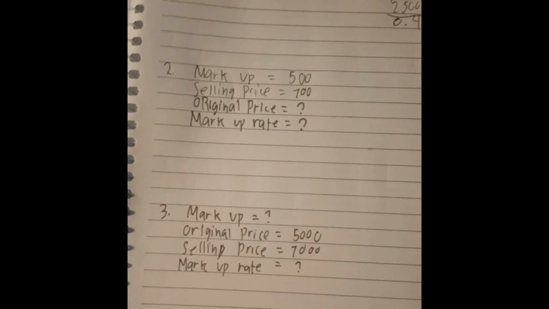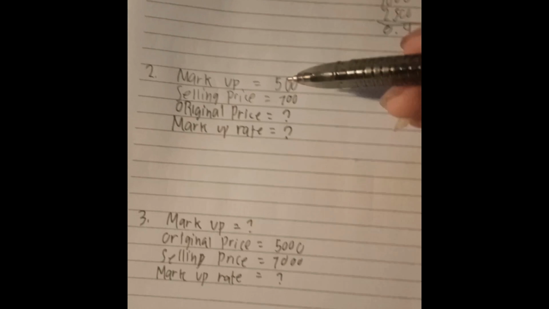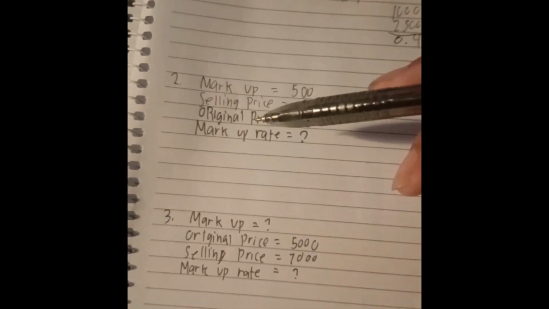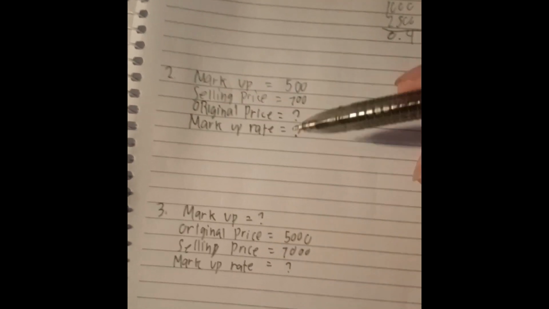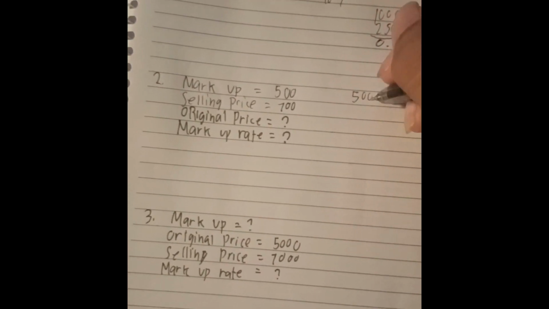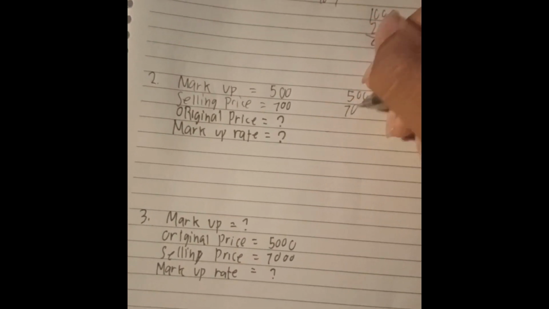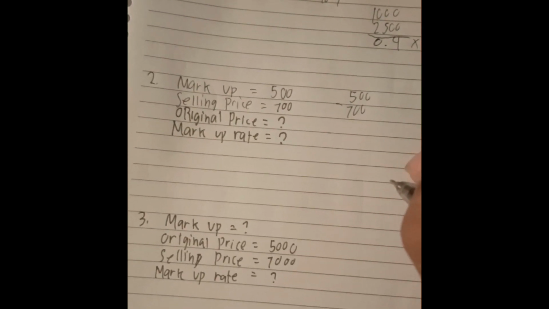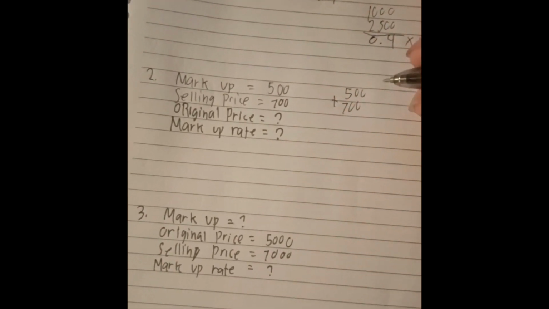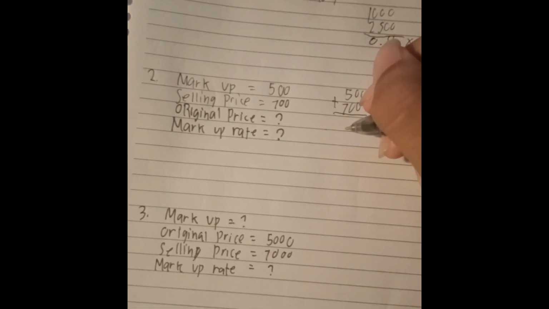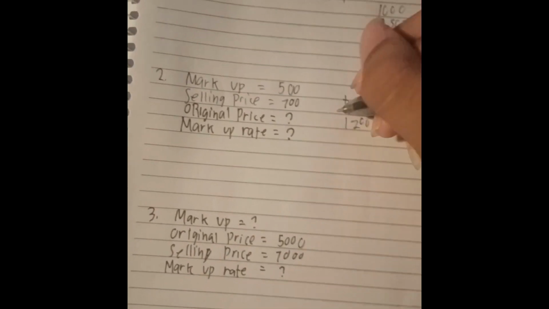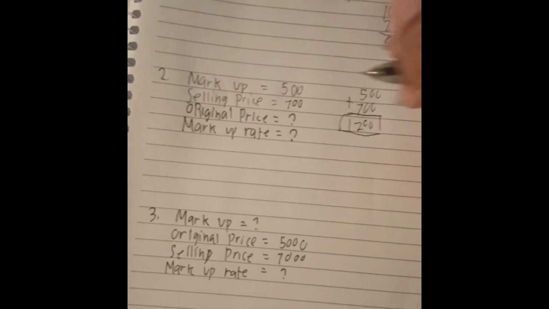For example number two, we're gonna do the same thing. We're gonna analyze the question. Our markup is 500, our selling price is 700, but the original price is now missing and also the markup rate. How do we solve for this? Subtract the markup from the selling price. Selling price minus, actually add it. Add the markup to the selling price, and it's gonna be 1,200, and that's our original price.